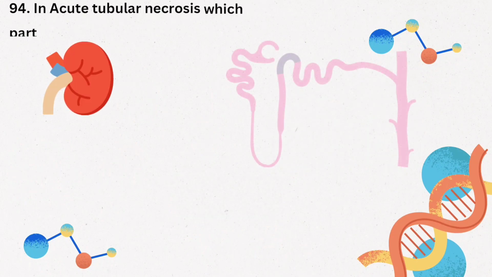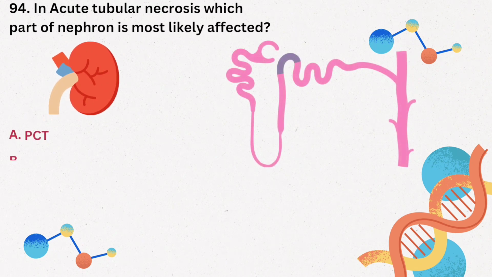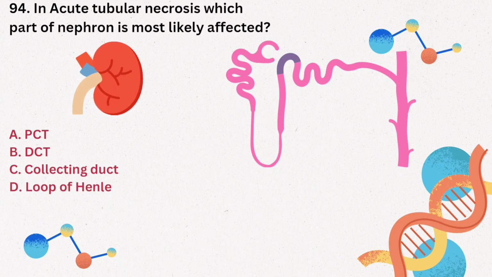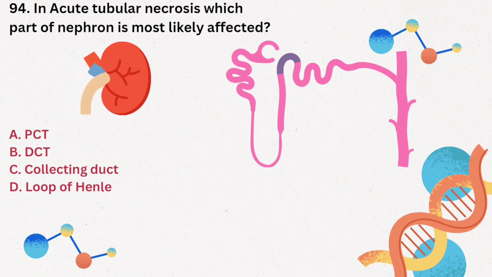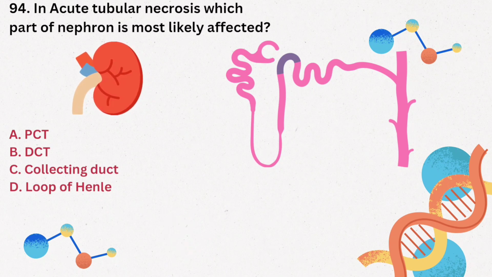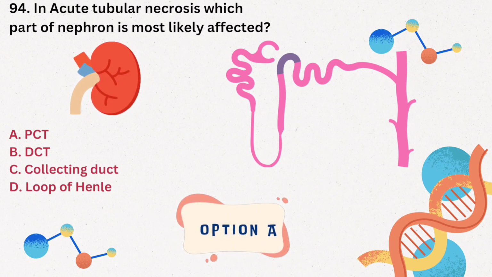In acute tubular necrosis, which part of the nephron is most likely affected? A. PCT. B. DCT. C. Collecting duct. D. Loop of Henle. Option A is the right answer.